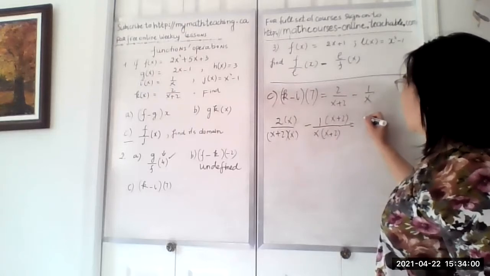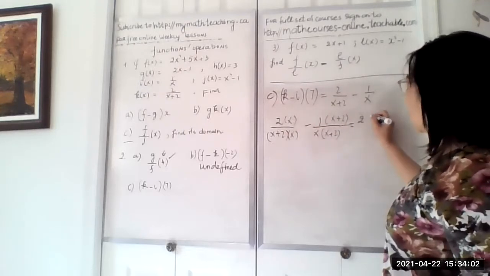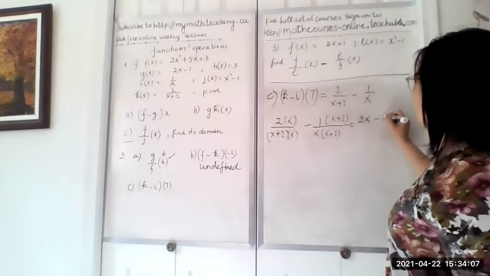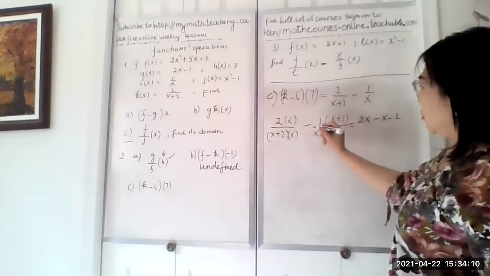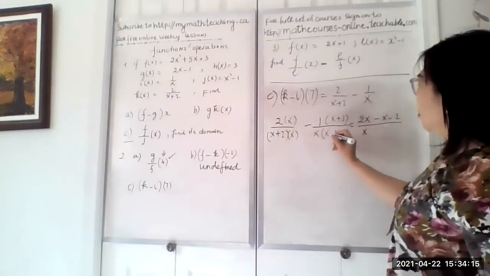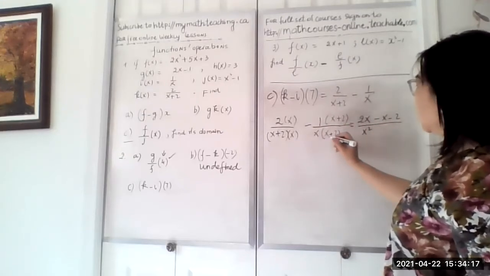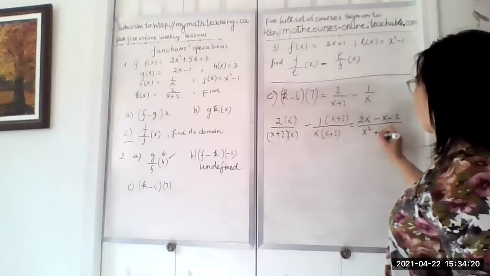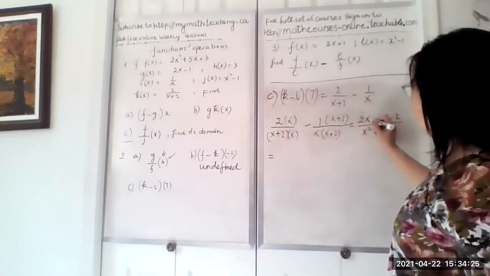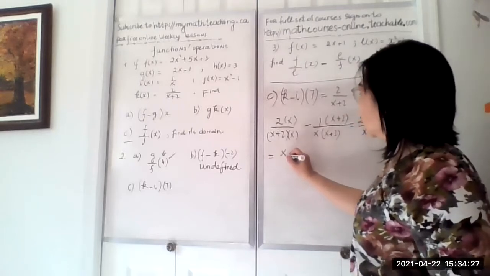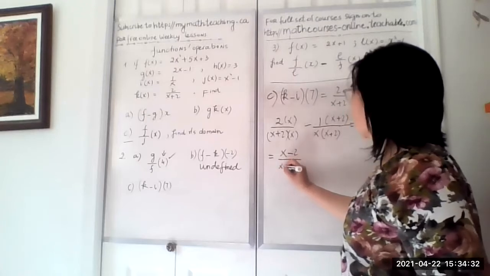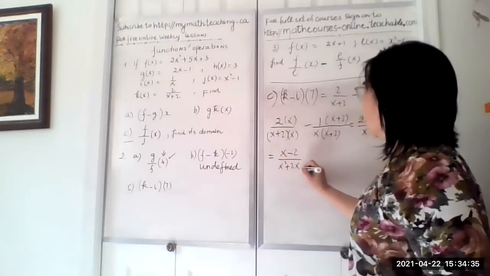So this will result in 2 times x is 2x minus x minus 2, right? We subtract on top. And down here, we have x times x is x squared. x times 2 is plus 2x. So now we simplify further. 2x minus x will be just 1x and minus 2. And down here, we have x squared plus 2x.